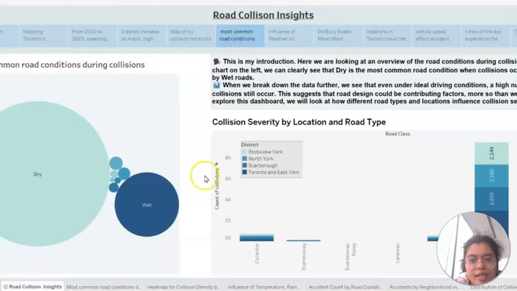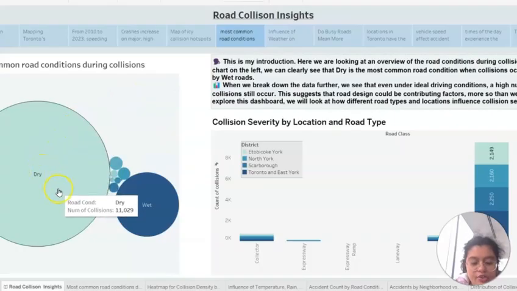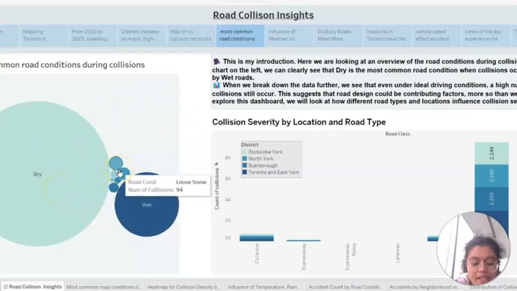Now we will go through my data story, which is about road condition and collision severity. Starting with road condition, the bubble chart shows how dry roads have the highest number of collisions, more than wet roads or icy conditions. This tells us that weather is not always the cause. Factors like road design or driver behavior can be important factors in a collision.